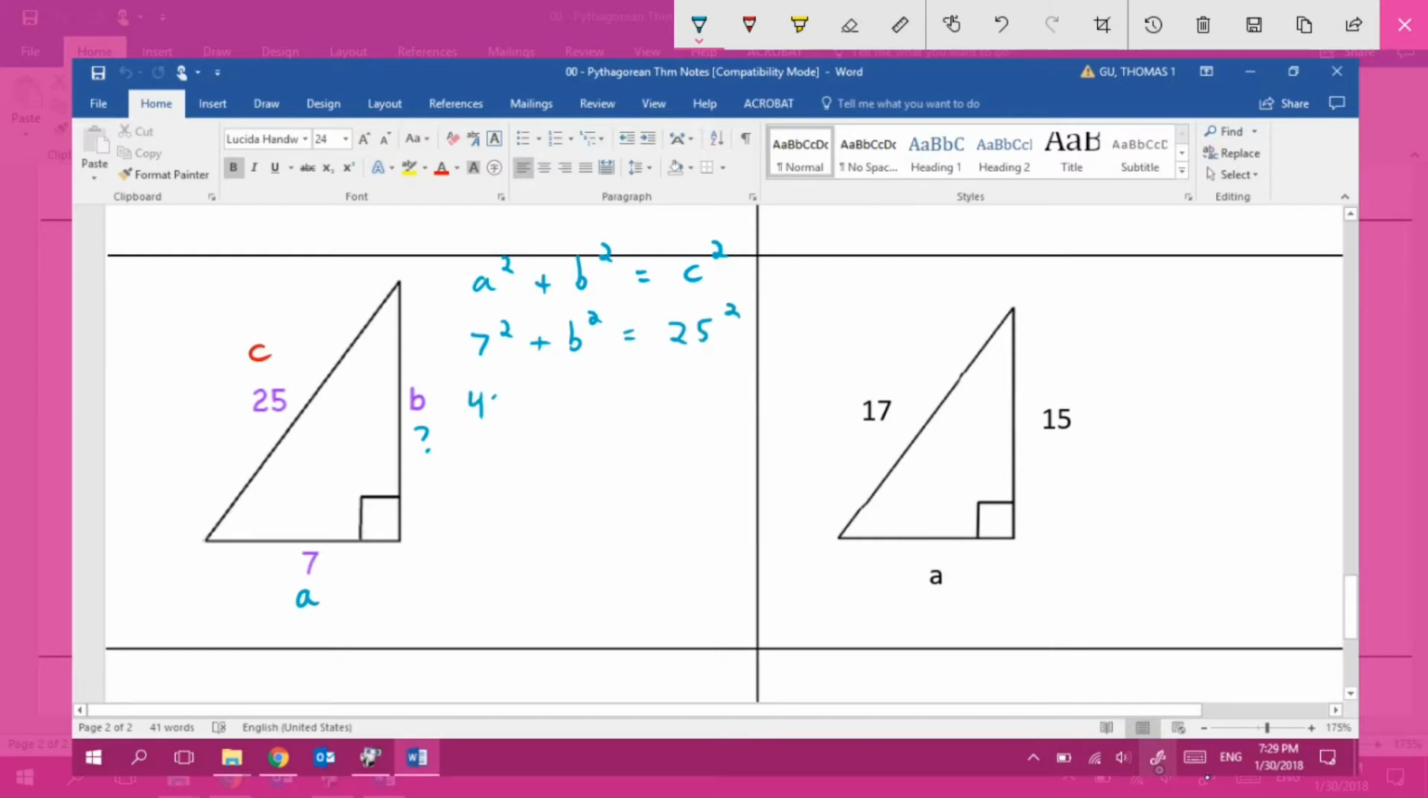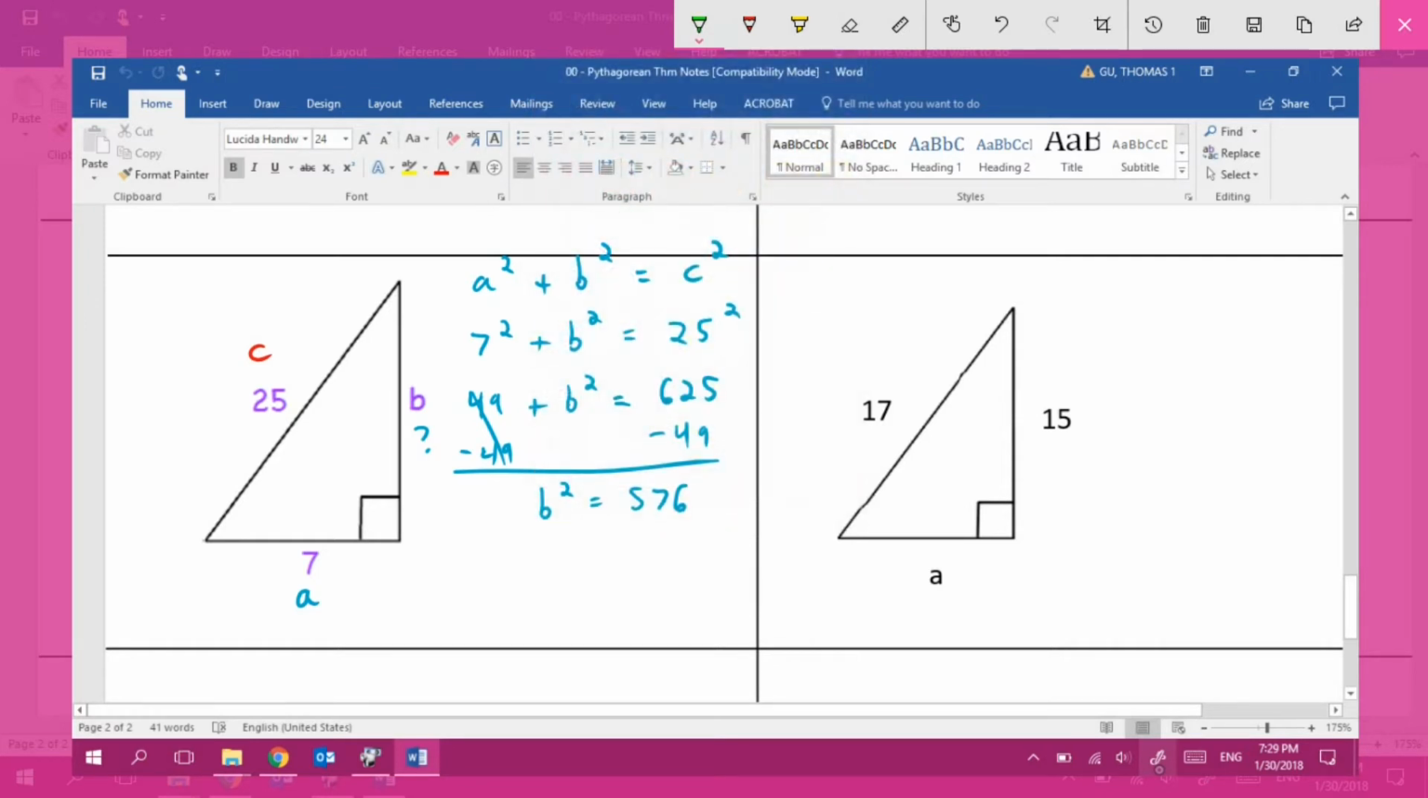What's 7 squared? 49. Plus B squared equals, what's 25 squared? 625, I know that one. And now I'm going to solve to find B. I'm going to subtract 49 from both sides using basic algebra. B squared then is going to equal 576.